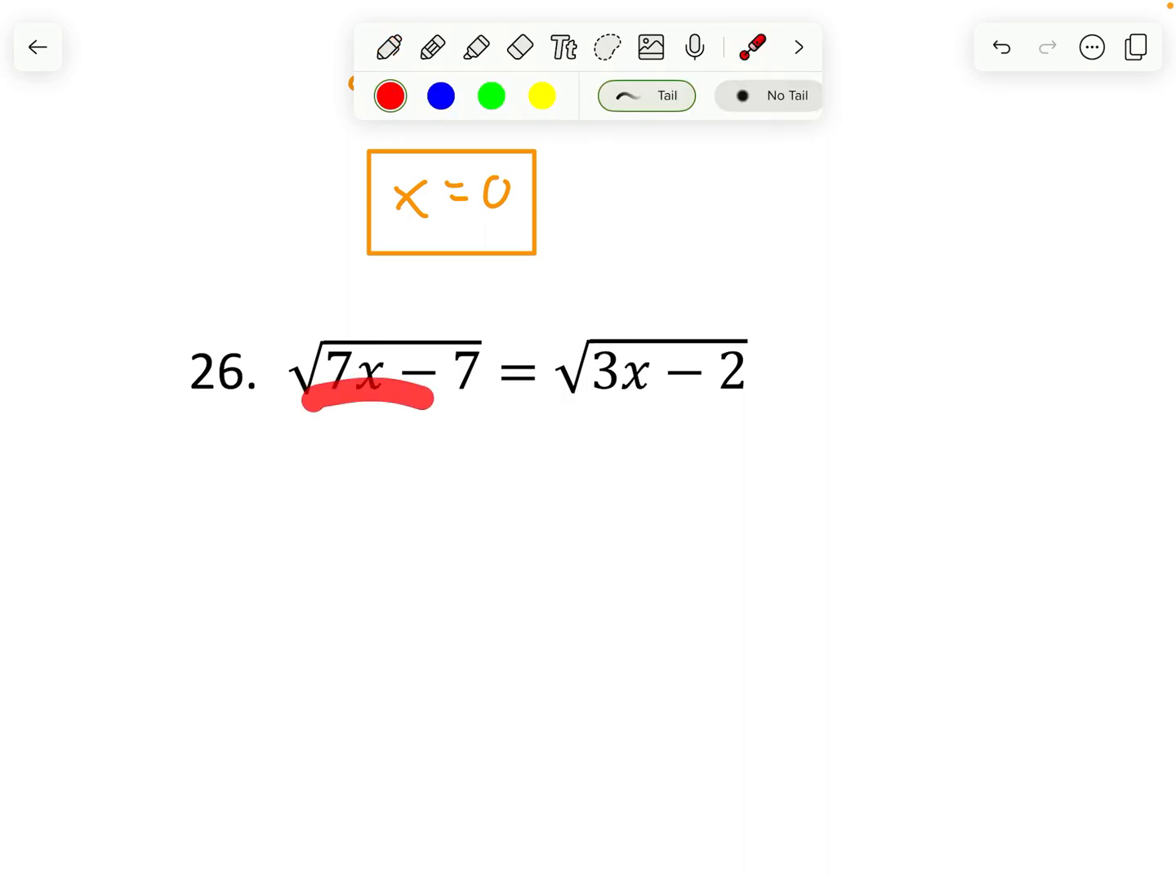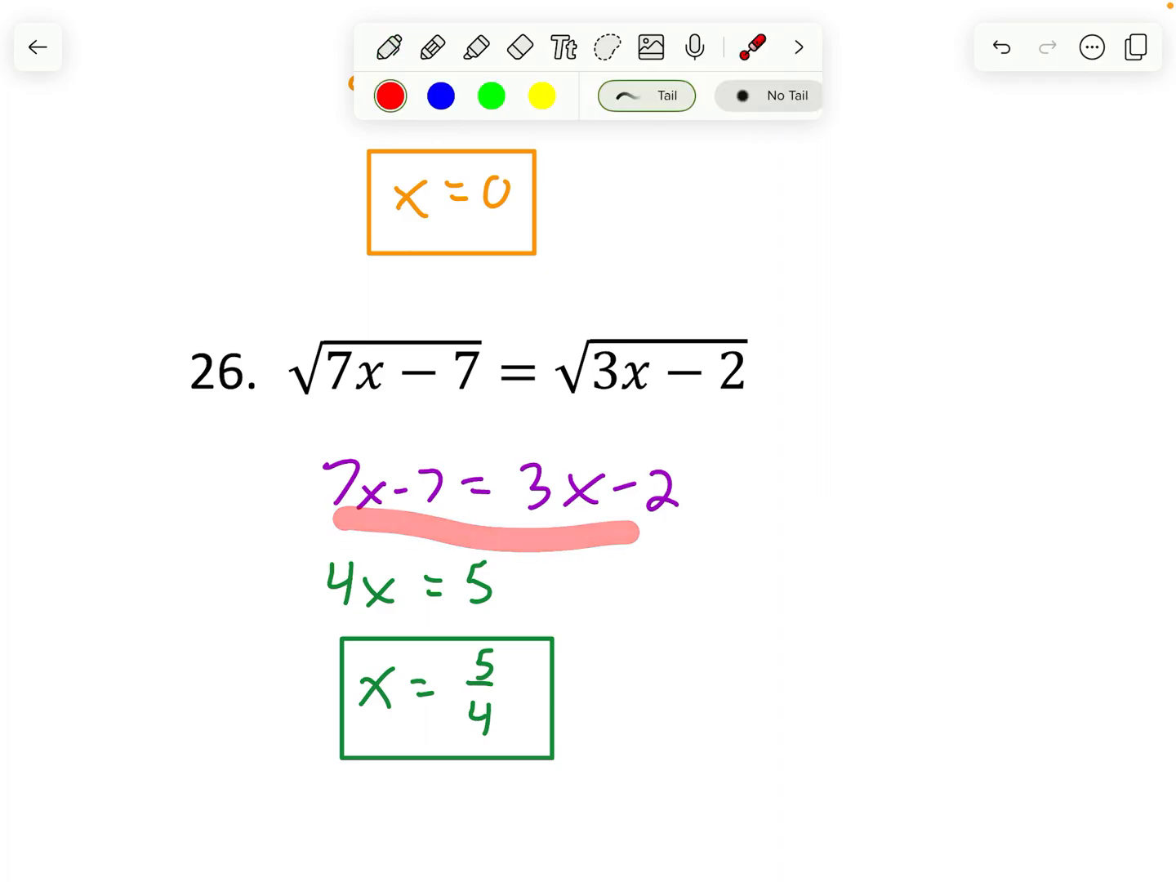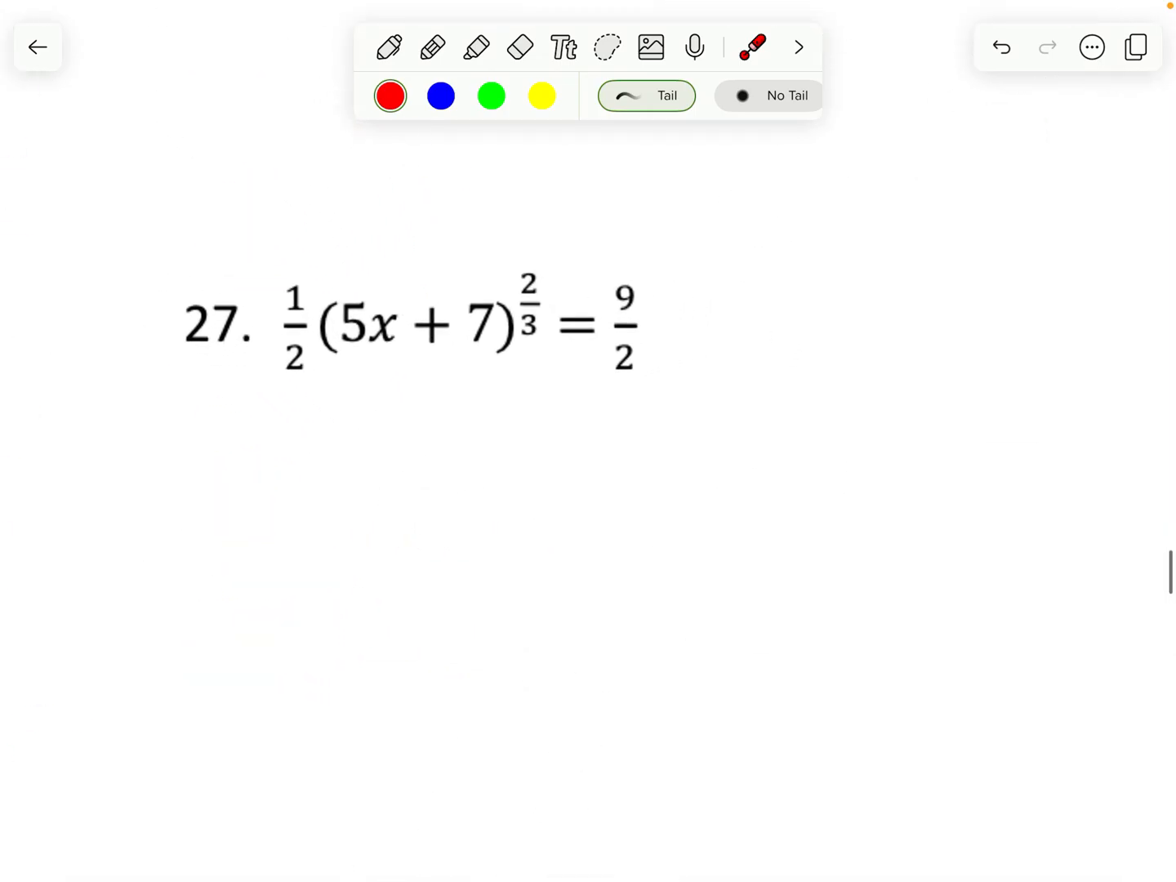On this one, since you have a square root equals a square root, you can just square both sides or use logic and say, hey, square root of a number equals square root of another number, so those two numbers must be equal, which are 7x minus 7 and 3x minus 2. And now solve this, so I'm going to subtract 3x and add 7, so 4x equals 5, and so x equals 5/4. Okay, so not too bad on a problem like that. It really just turns into a relatively simple equation here. Double checking my work in my head. I think I did that right.